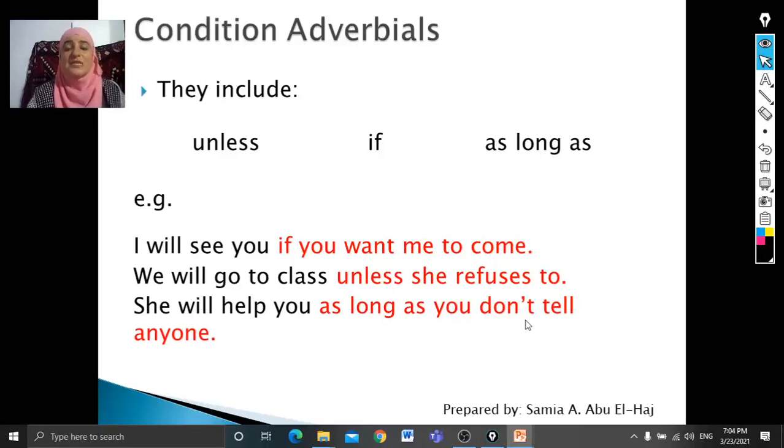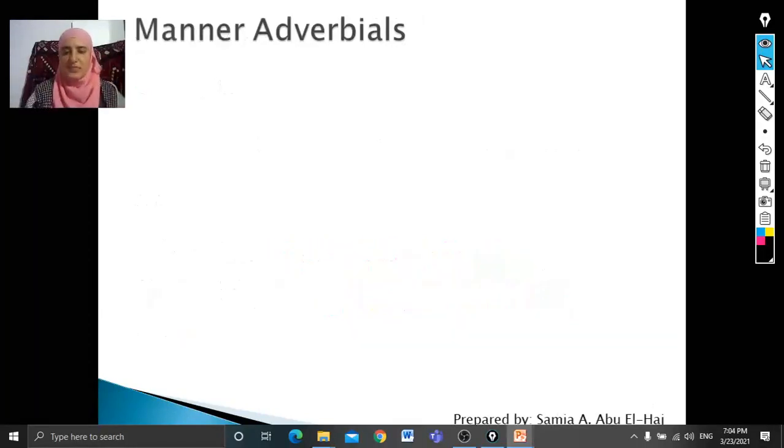Now this is a condition. It means that if you don't do this, the first part will not happen. Okay, so we will go to class unless she refuses to. So if she refuses to, we will not go to class. I will see you if you want me to come, but if you don't want me to come, I will not see you. So if the condition doesn't happen, then the sentence doesn't happen either.